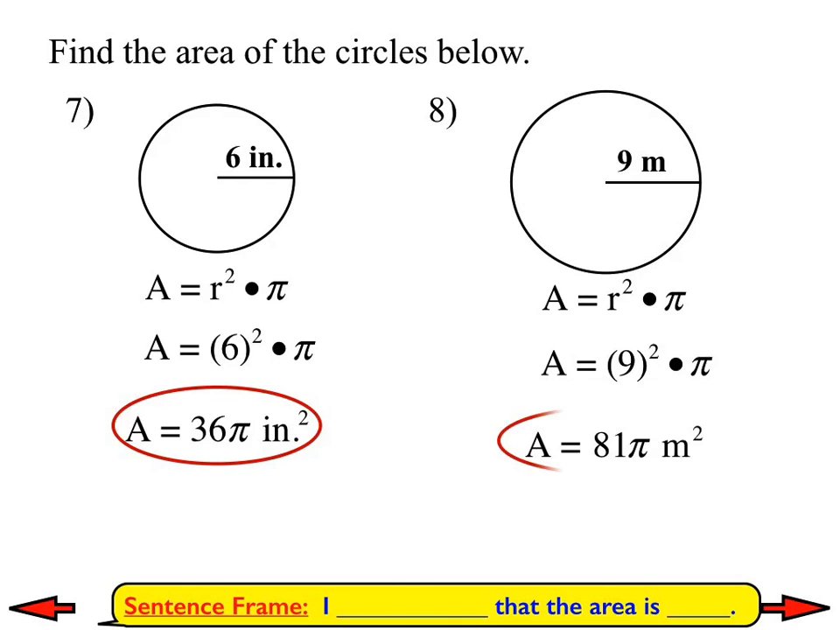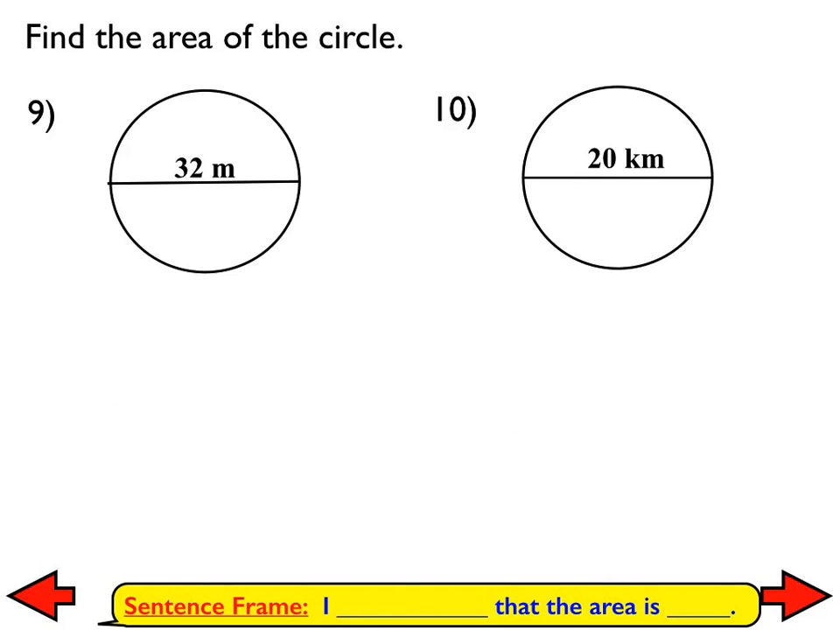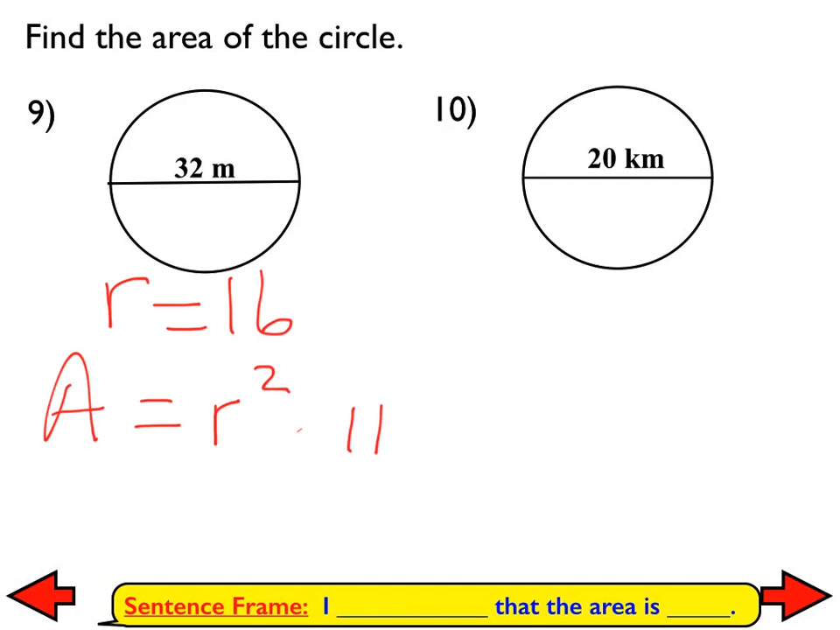But what if we don't know the area? Like in number 9. We need the radius in order to find the area. What's the radius of that circle, Veronica? Radius equals 16. It's 16. That's what we need, because to find the area, remember, it is the radius squared times pi. Everybody find the area for that circle.